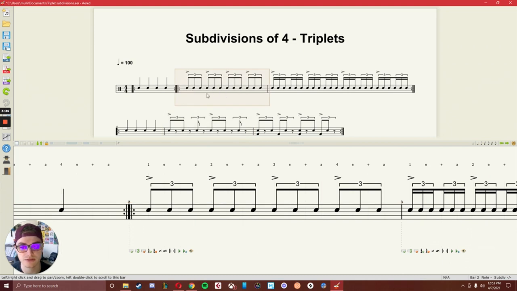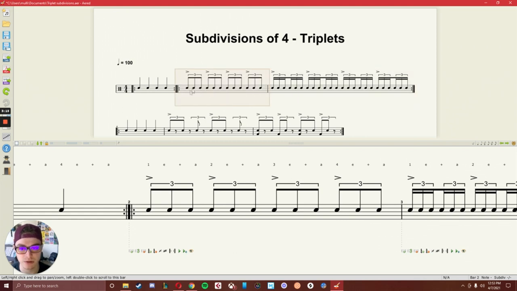So first threes and then six. So it doubles in speed. So again, 1, 2, 3, 4. Same pulse. 1, 2, 3, 4. So the subdivision works the exact same way that it did with the fours.